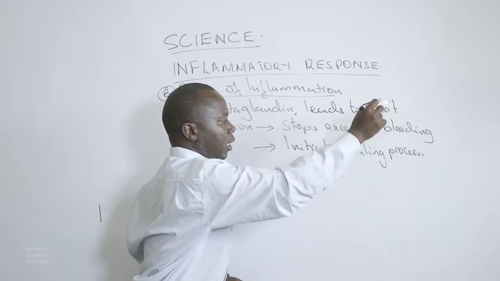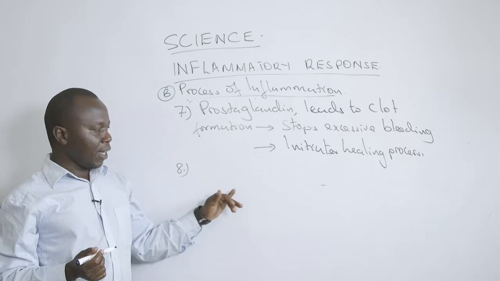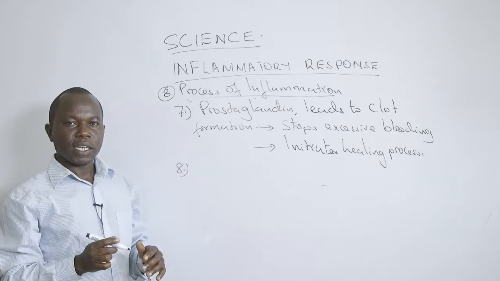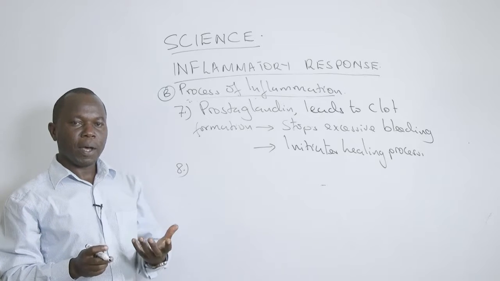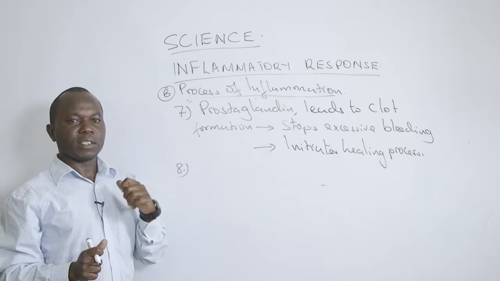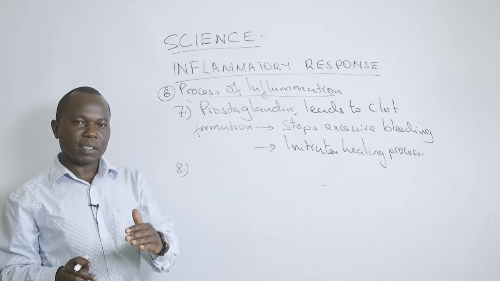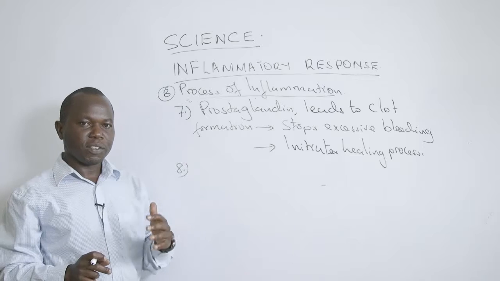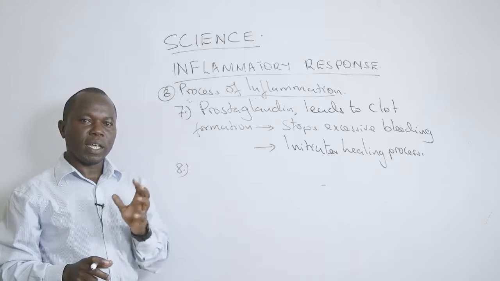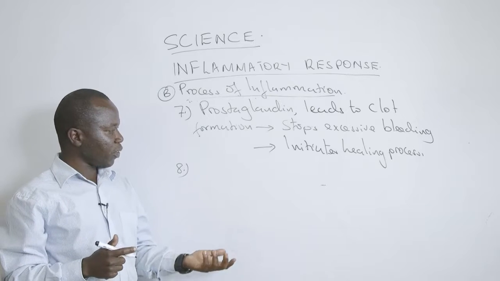Initiates healing process. Now, we also have other effects of increased permeability and vasodilation. Vasodilation will allow the flow of immune cells that we have already mentioned previously as the components of the inflammatory response. So we are going to have immune cells, the phagocytes and macrophages, flowing or migrating to the area of invasion or the area of injury. And it's very important. We are going to find out why.